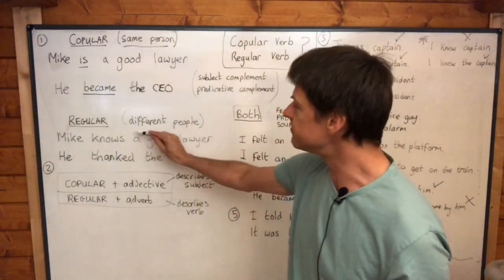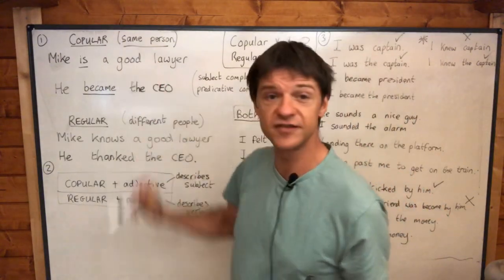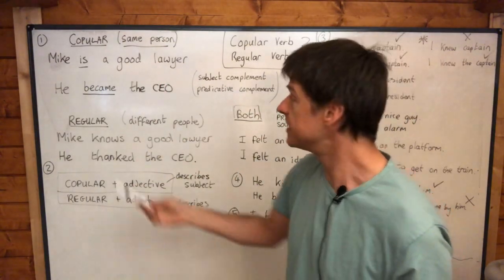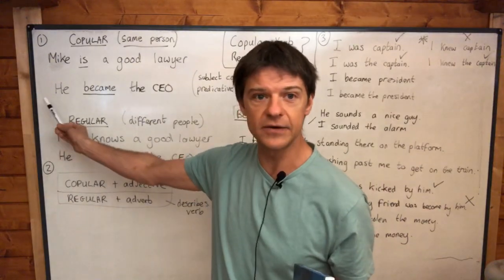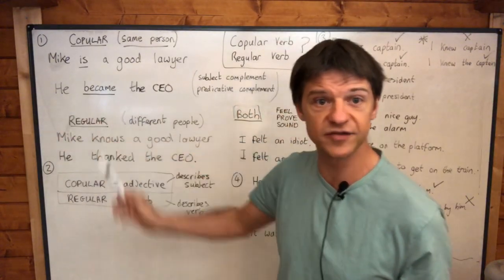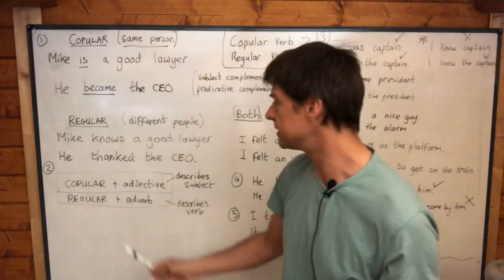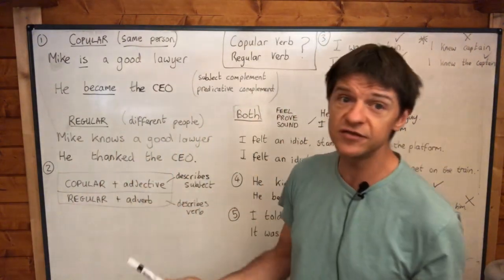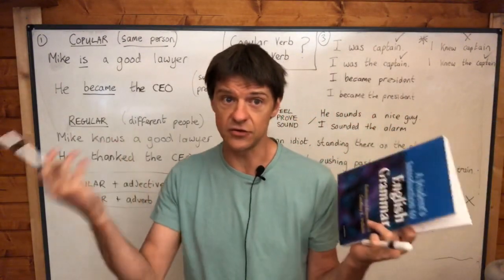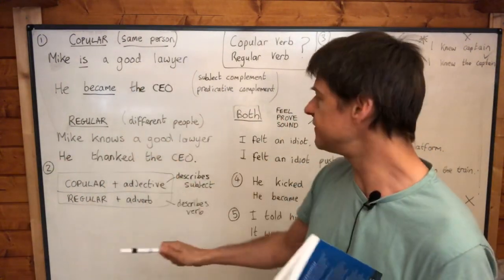So there are different people when we use a regular verb, and it's the same person when we use a copular verb. Even if we put a plural pronoun here and say they are the winners, still that's the same group. They and the winners are the same group. If we say they knew the winners, they're two different groups. They are not the winners. So you can see they work very differently.